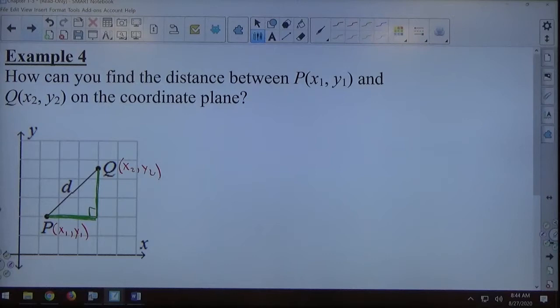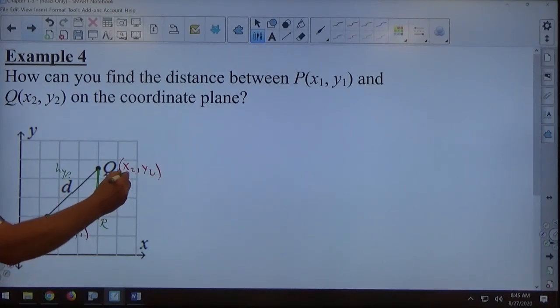So just by creating a horizontal piece towards Q and then a vertical piece up to Q, all of a sudden we have a right triangle, where D is the hypotenuse of that right triangle, and these 2 sides that we have marked here are the legs. The second thing I want you to consider is this. The distance from P, let's call this point here R, just to give it a name. The distance from P to R is how far it is from x sub 1 to x sub 2.